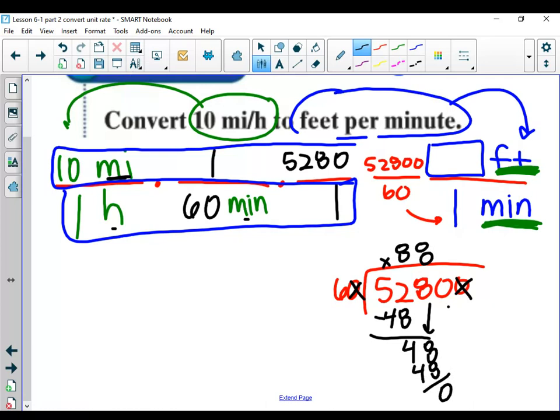Now, I don't need to bring this 0 down after all, so that means I need to bring it up. If it's 52,860 minutes, it is 880 feet in 1 minute. There's no way to do this in your head, people. You gotta write this down.